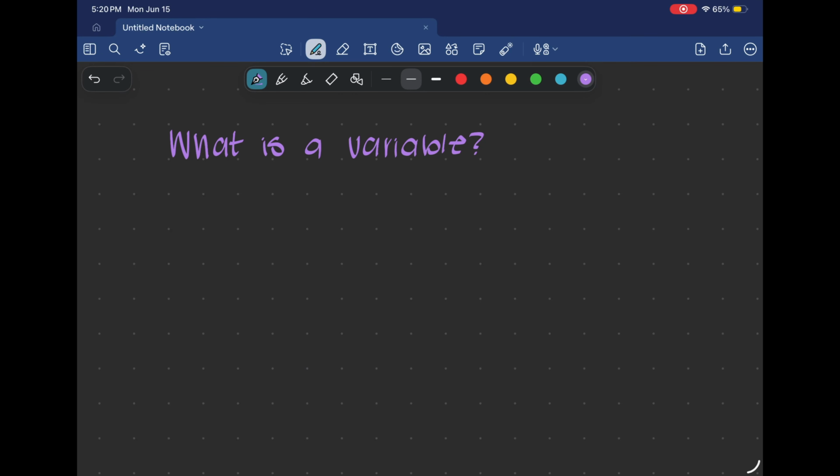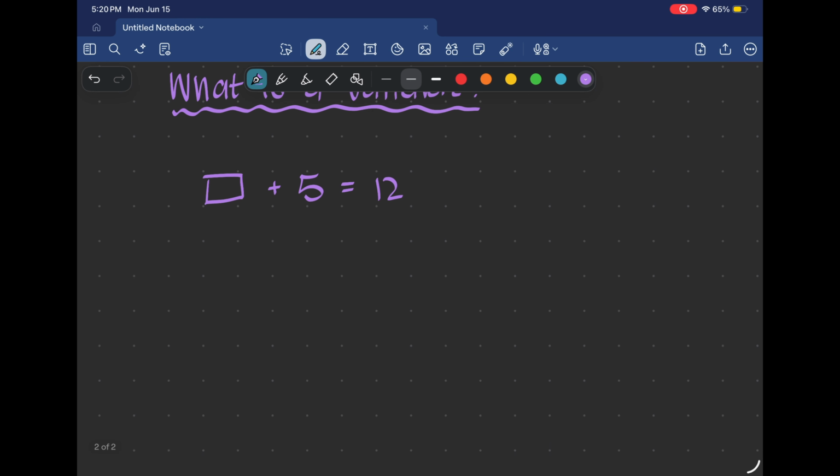Hello everyone, today we will be learning what is a variable. To begin this explanation, I would like to propose a question. If you were given this equation, what would you say goes in the box? The answer, as I'm sure most of you said, is 7.